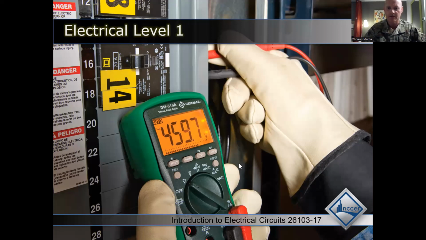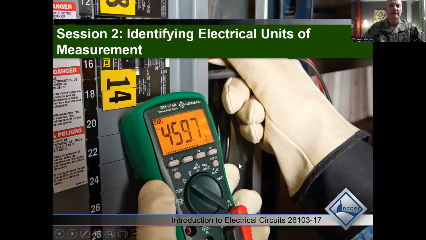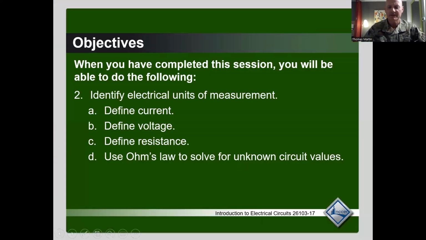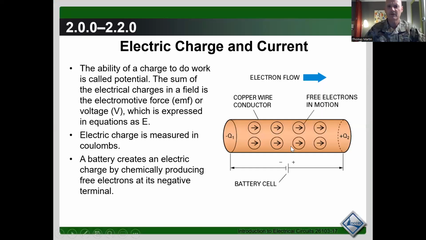All right, so let's see if we can identify the units: current, voltage, resistance. We're going to go through this, and it's going to take us a little longer than probably you'd care for, but I really want to make sure that we truly have an understanding or a concept of the difference between voltage, current, and resistance, and how all that plays a part in what we're trying to learn.